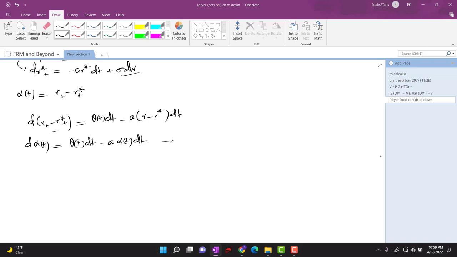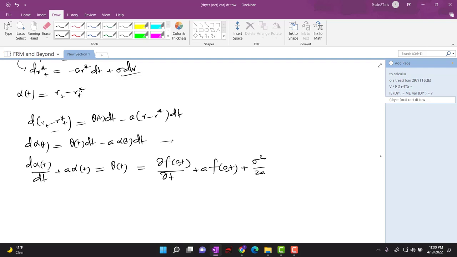They depend on time. Okay, so take the a alpha t onto the left-hand side. So we can do d alpha by dt plus a alpha t is equal to theta t. All right. Now, as per the Hull and White model, the theta t, so we saw the derivation for theta t under the Ho-Lee model. Similarly, for Hull and White, you can derive the analytical expression for theta t, and it is given as the slope of the instantaneous forward, plus a times f of 0, t, plus sigma square by 2a times 1 minus e to the power minus 2at.